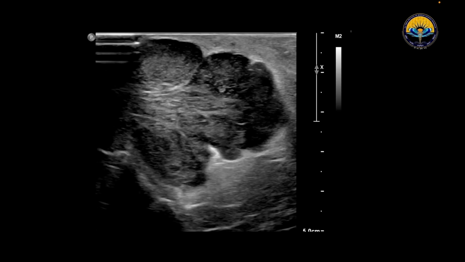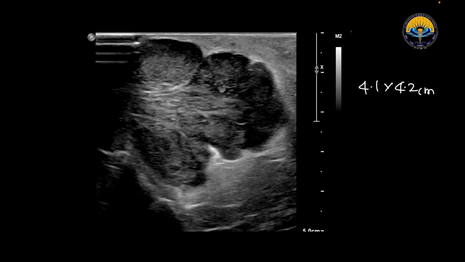Then we did USG and these are the USG findings. So look over here. We have a well-defined irregular hypoechoic lesion with lobulated margins. These margins are seen in the medial aspect of the right thigh, approximately measuring about 4.1 to 4.2 centimeters in the subcutaneous plane.